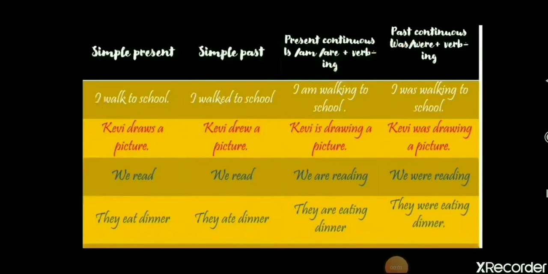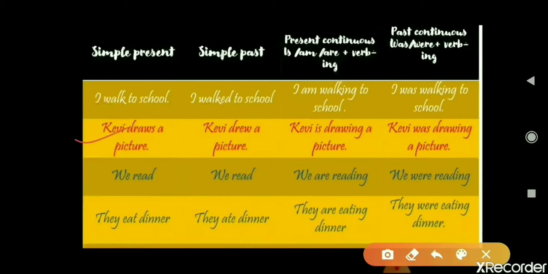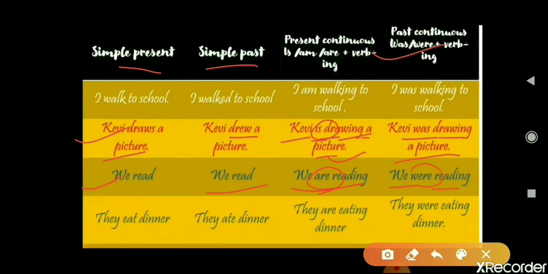Now second one. KV draws a picture, simple present. Simple past, KV drew a picture. Then present continuous, KV is drawing a picture. Here we use is here, then plus ing form. And past continuous, KV was drawing a picture, was plus ing form of verb. Then next one is we read, simple present. Again we read, simple past. We are reading. With plural we use are. We were reading, and with plural we use were here.